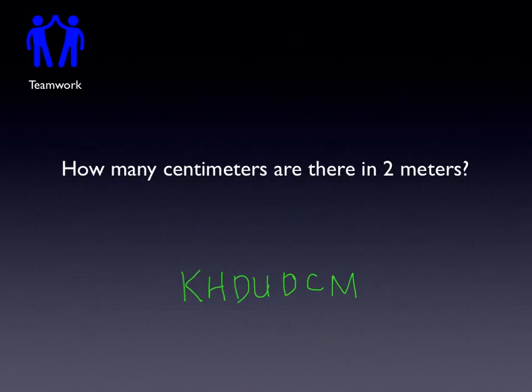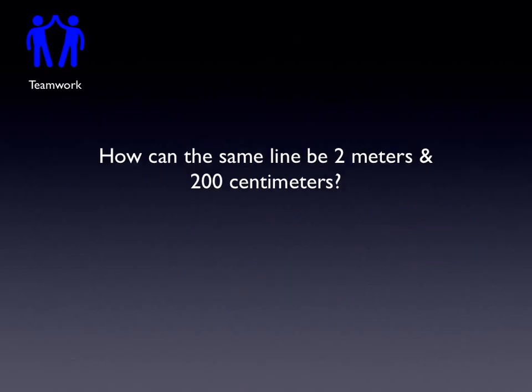How many centimeters are there in 2 meters? So if we're going to start here at meters, 2 place values to the right. So there are 200 centimeters in 2 meters. So that asks the question, how can the same line be 2 meters and also be 200 centimeters? And that's all because of conversion within the metric system, because of the label. Meters and centimeters are not the same, so that's why their numbers tend to be different.